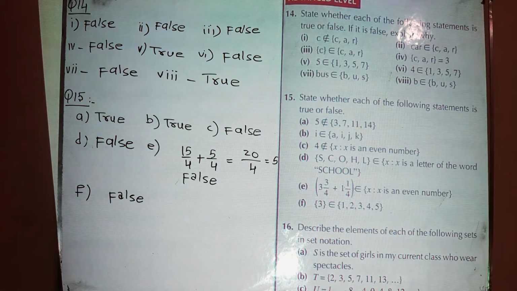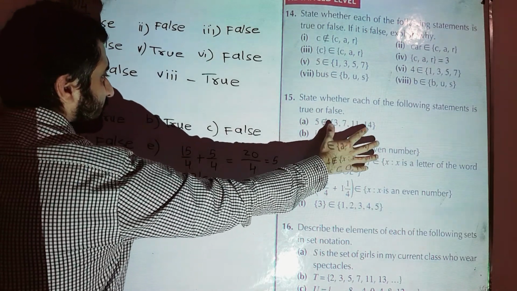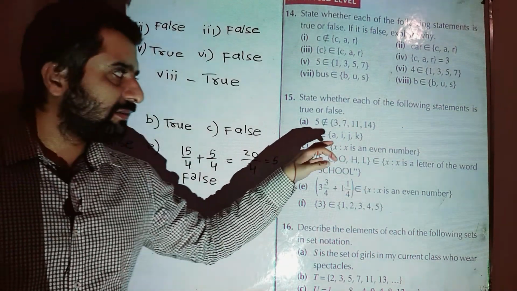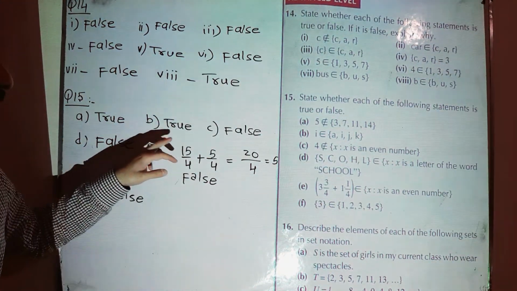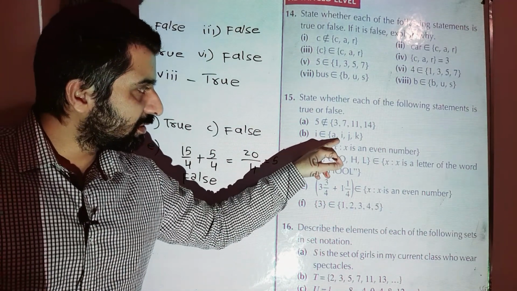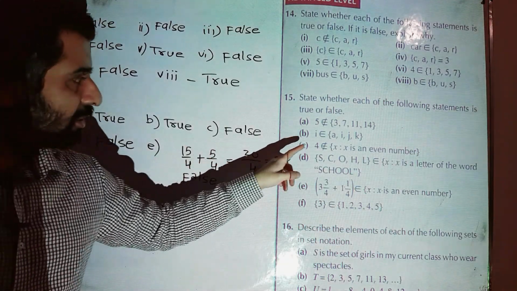Question number 15. State whether each of the following statements is true or false. 5 is not an element of this set. Yes, that is true. 5 is not present in the elements of this set. True. B, I is an element of this set. Yes, here you can see that is true.